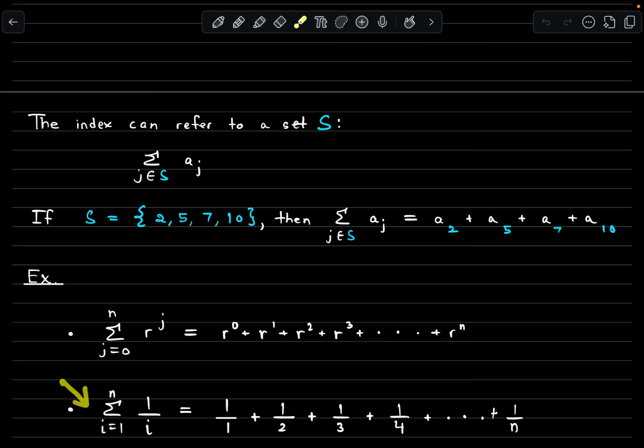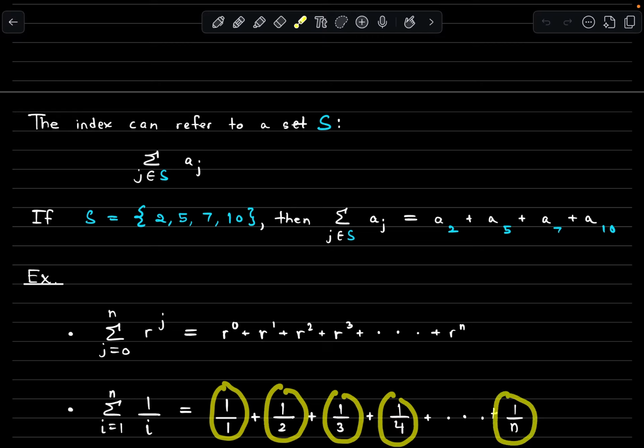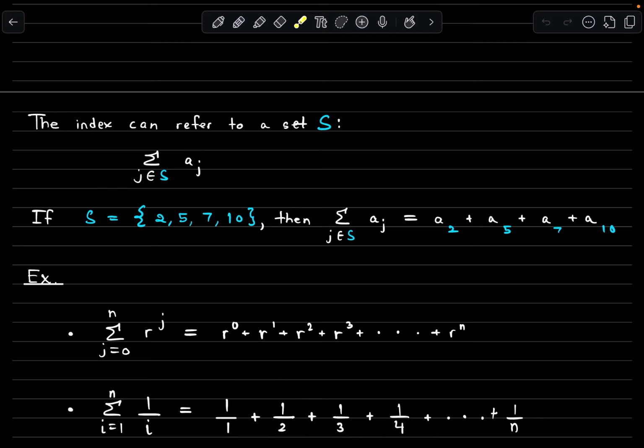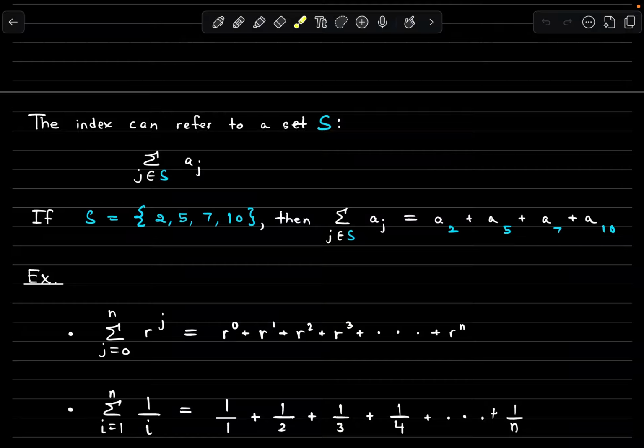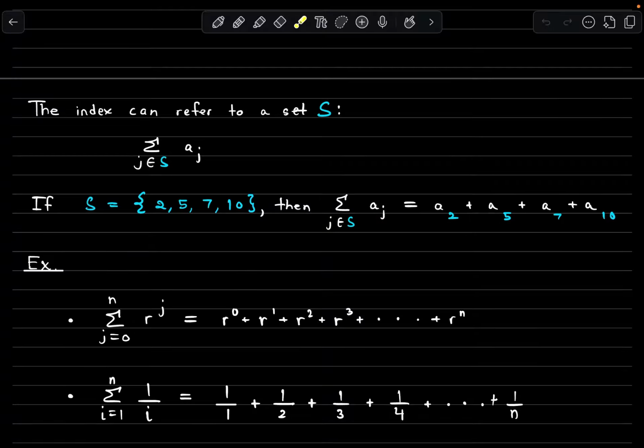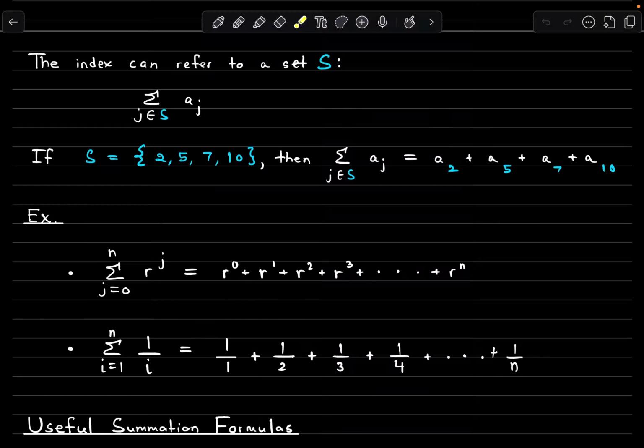Another example might be the summation from i equals 1 to n of 1 over i. Okay. And this will be expanded as 1 over 1 plus 1 over 2 plus 1 over 3, and so on, all the way out to 1 over n. Okay. And this series is actually known as the harmonic series. Okay, so this is an important series in mathematics as well. It comes up again in calculus and so on.